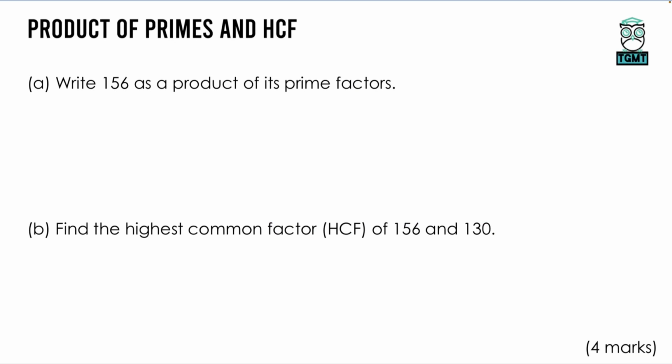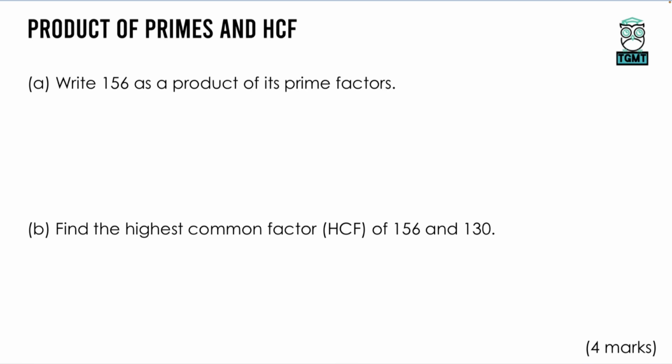So looking at product of primes and highest common factor. Now part A here says to write 156 as a product of its prime factors. Now there is one button you can actually just click on your calculator and it will do the product of prime factors for you. I have got a video which I'll link in the description, which is like calculator hacks, where you can type this in. So I'll link that in the description. If you want to see how to do this in one button, then you can do that in that video.